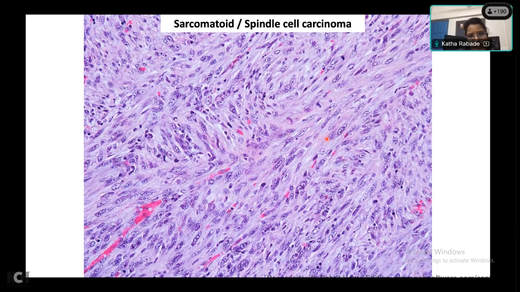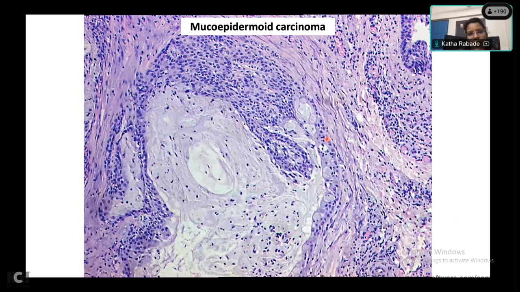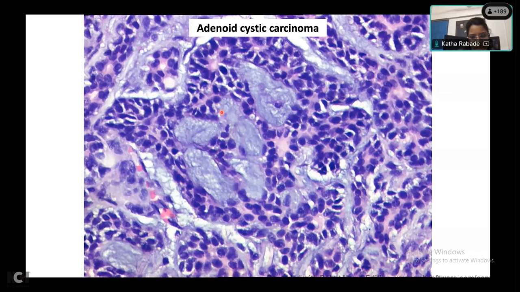This is a mucoepidermoid carcinoma, which is a carcinoma of the salivary glands, but it involves both major and minor salivary glands. So this is a partly cystic tumor nodule, which is showing these mucous cells and these squamoid and intermediate cells, these clear cells, and a lot of mucin in the cystic cavity. This is an adenoid cystic carcinoma showing basaloid cells with this cribriform architecture.